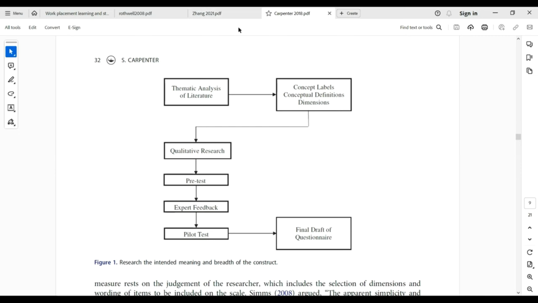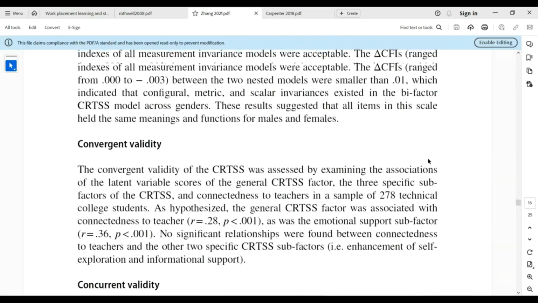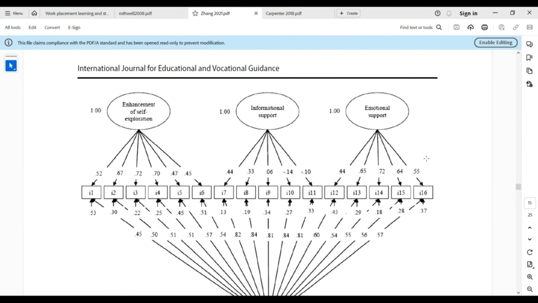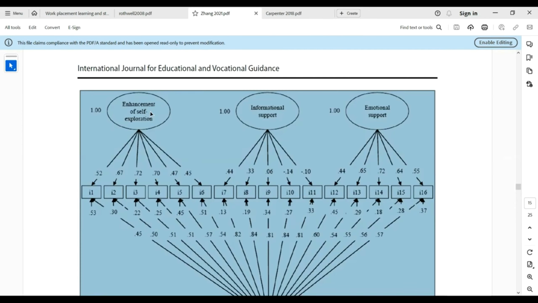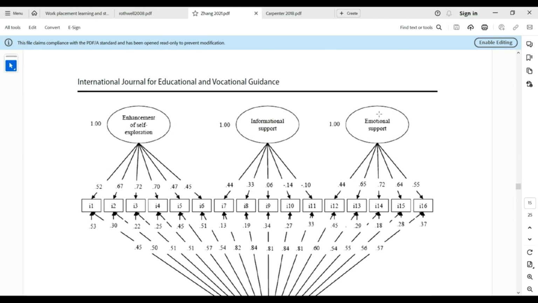For example, let me show you what it means to decompose a variable. In this case, Zhang decomposed career-related teacher support into 3. 1, which is the first factor, enhancement of self-exploration. 2, informational support. 3, emotional support. So these 3 dimensions make up career-related teacher support. I've done several videos on how and why you should decompose your variables to have several dimensions.